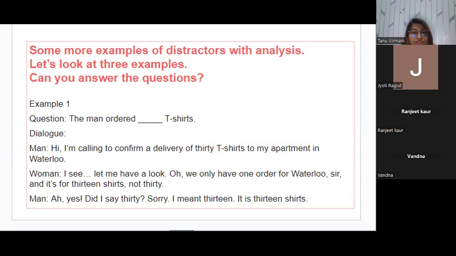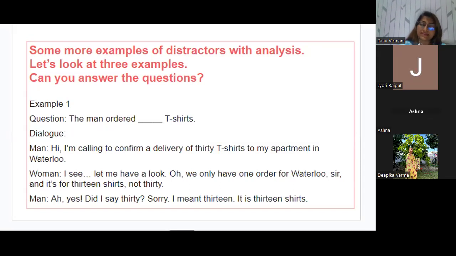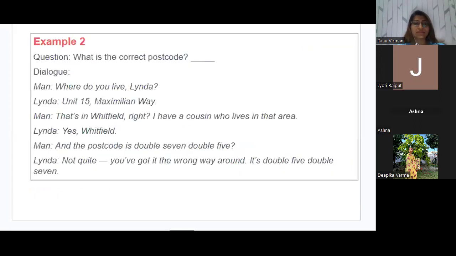So, how many t-shirts did the man order? What are the distractors here? 30. And what is the correct answer? 13. So 30 is a distractor, 13 is the correct answer. Let's do one more.